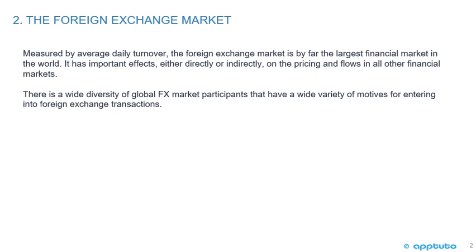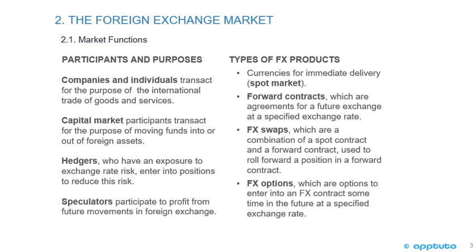The foreign exchange market, market functions. So we're going to look on the left-hand side at some participants and purposes, and on the right-hand side at some types of FX products. On the left-hand side, participants and purposes: companies and individuals transact for the purpose of international trade of goods and services. A company buys something from another country, they have to pay in that foreign currency. An individual travels to another country and converts some of their currency.